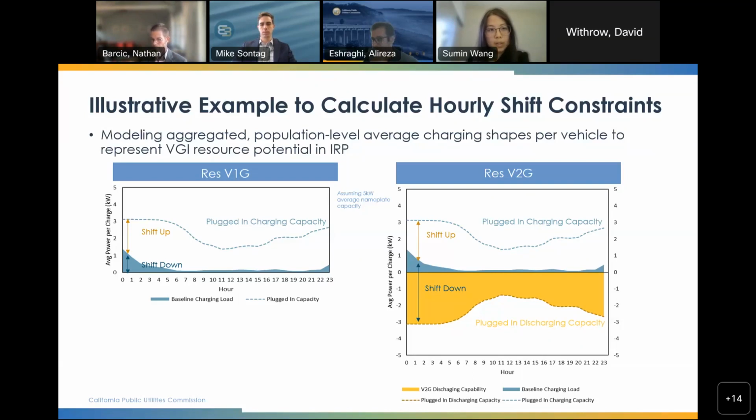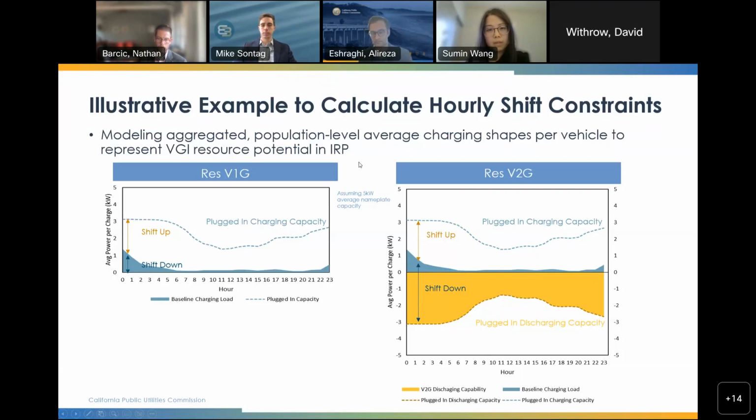But the potential to shift up for this resource is determined by the difference between this population average plug-in charging capacity and the baseline charging load shape. It's actually not determined by the difference between the nameplate and the baseline shape, because not every vehicle is plugged in at every single time. So the amount of shift up potential is determined by plug-in charging capacity.